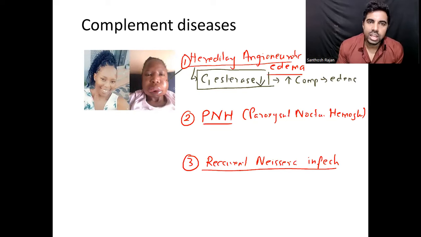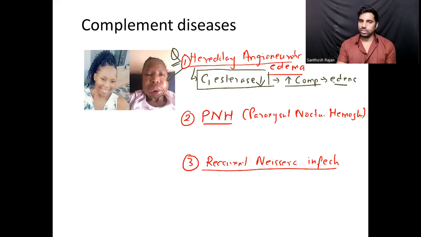This is a normal patient. Because of C1 esterase deficiency, you can see swelling all over the lips and everything. Okay. So that's the question. Hereditary angioneurotic edema when C1 esterase is deficient. The question was frequently asked, so you have to know. Complement gets hyperactivated and edema will occur, swelling everywhere.